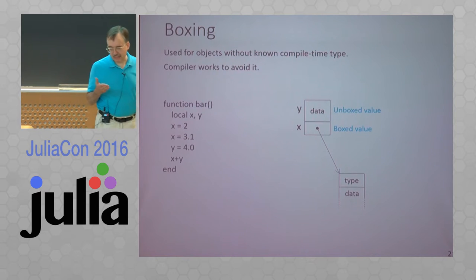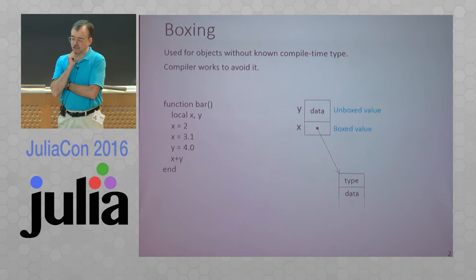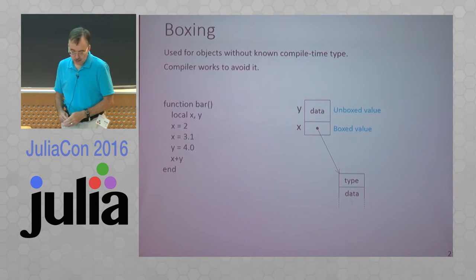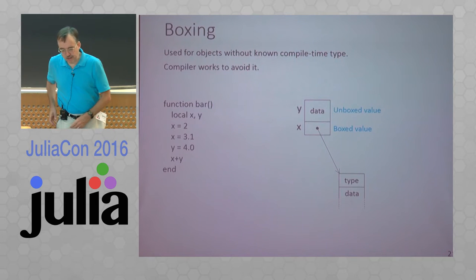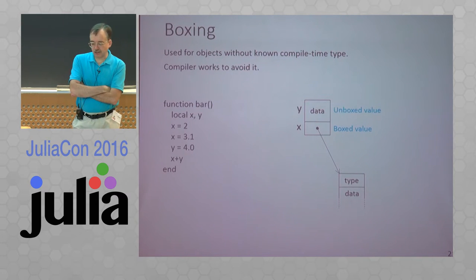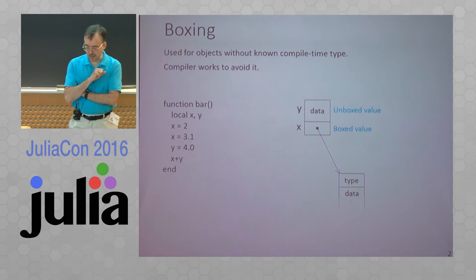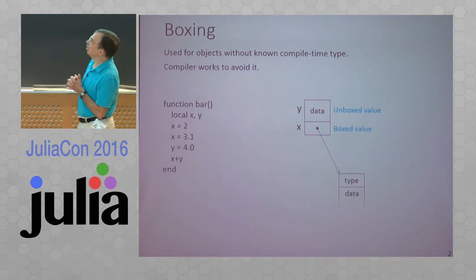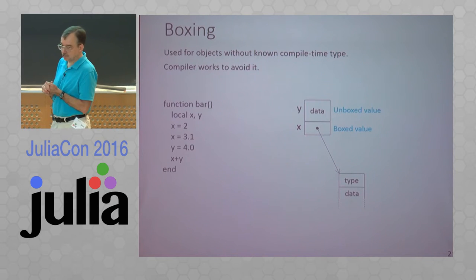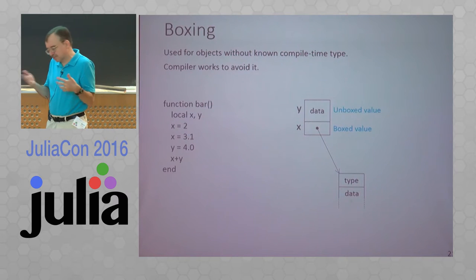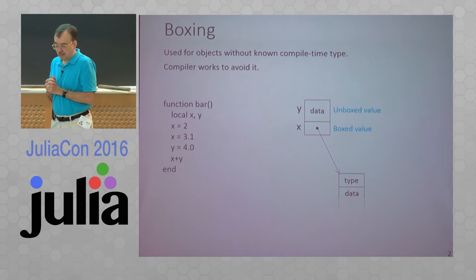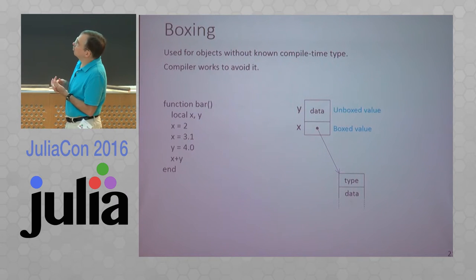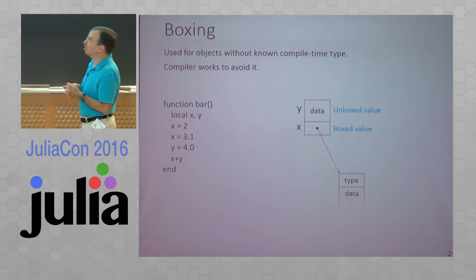OK, now real machines can't be quite that abstract. Real machines have to deal with this, and the way it's normally done is through something called boxing. The Julia compiler uses boxing for objects that don't have a known compile time type. If they have a known compile time type, the compiler can do better, and we'll go through that. But if they don't, the compiler will box them. For example, in function bar here, the compiler sees they assigned a 2 to x and a 3.1 to x. Sometimes x is an int, sometimes it's a float, so the compiler will use a box for that. Whereas y is always a floating point value, so I don't need a box for that because I know what the type is.